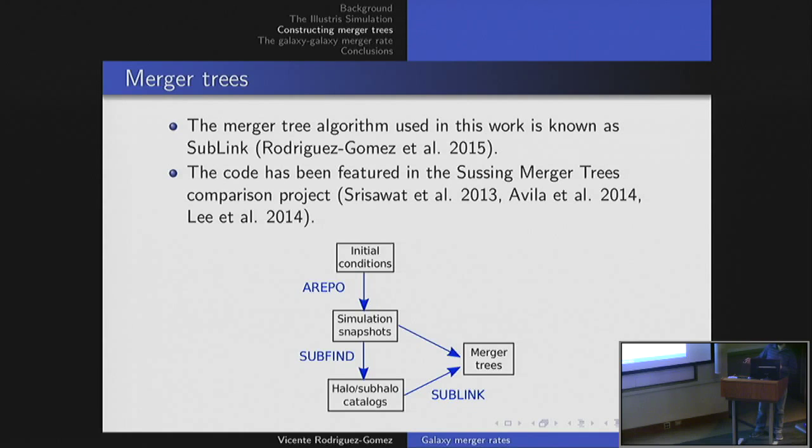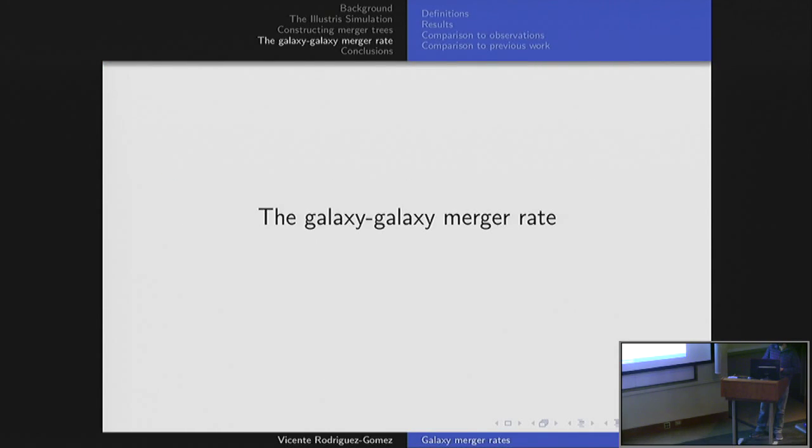I actually developed some code for this purpose. It's called Sublink. It appeared in a merger tree comparison project a couple of years ago. You should check it out.